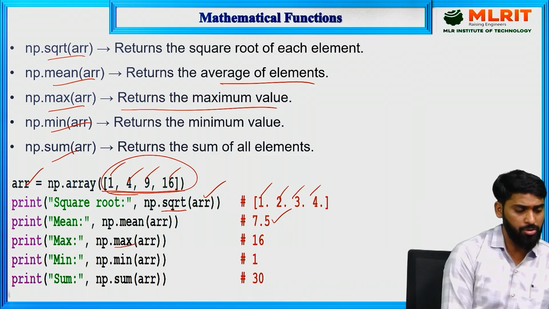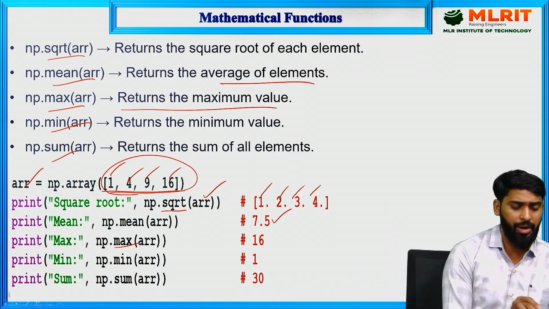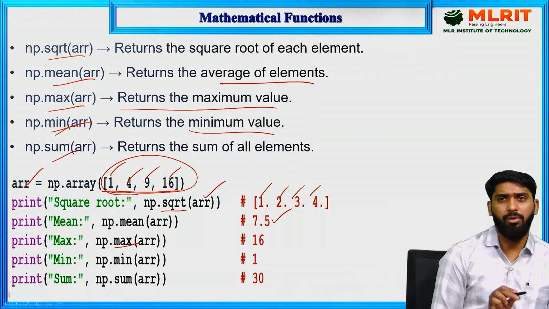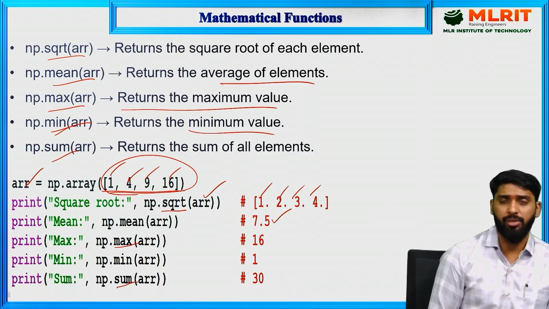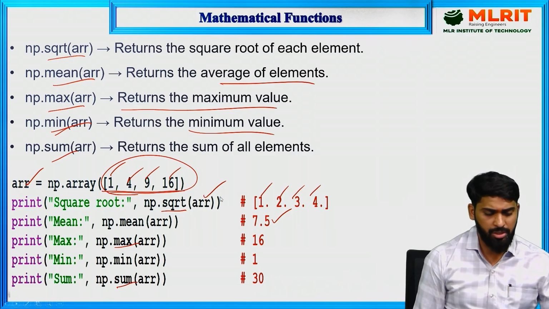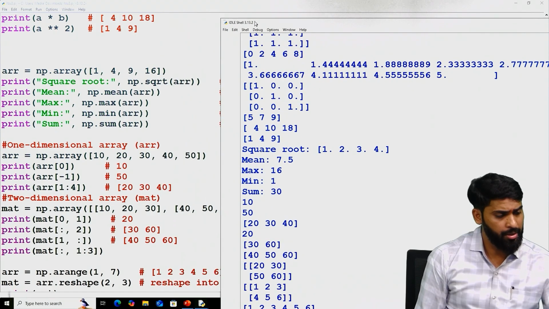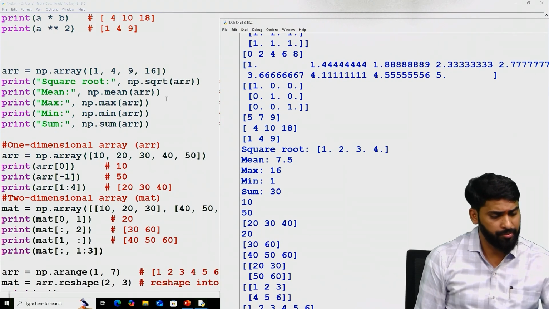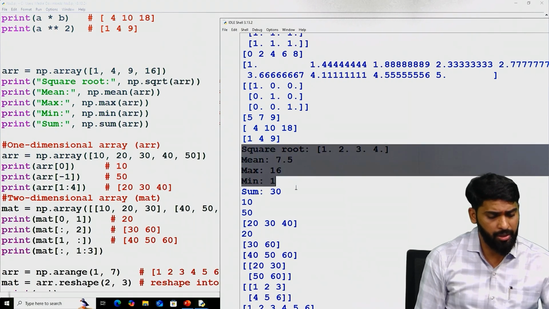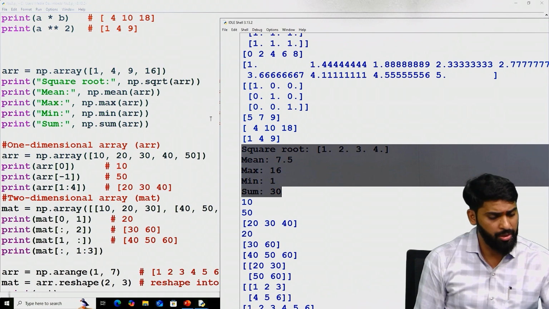I want to find the max value in this array, then I am going to use the max function. I want to find the minimum value, then I am going to use the min function. I want to know the sum of all elements, then I will use the sum function. So let us execute these functions. So this is the array, 1 4 9 16. So this is the result of these functions: square root, mean, max, min and sum.